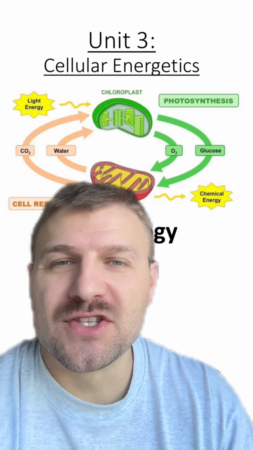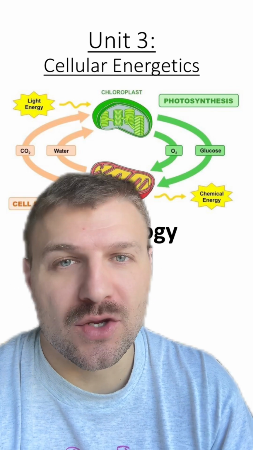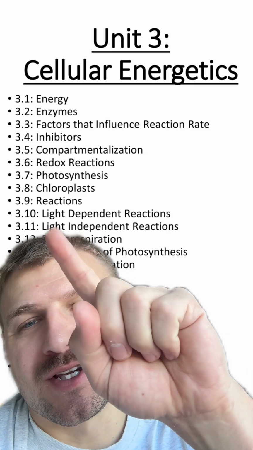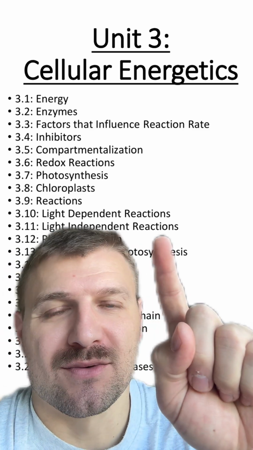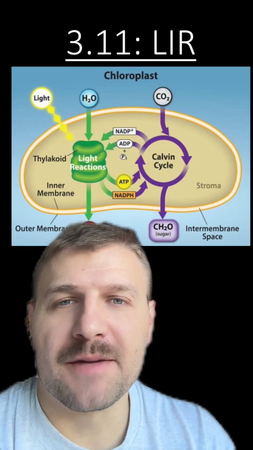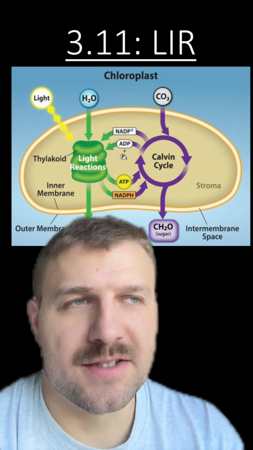Hello, AP Biology students. We're going to go over the 11th section in Unit 3. In this section, we're going to talk about something called the light-independent reactions. Remember that we're still talking about the process of photosynthesis that takes place in chloroplasts.